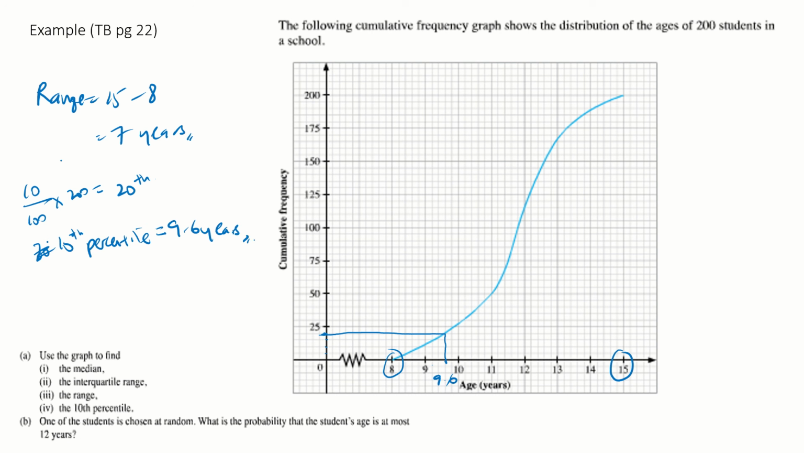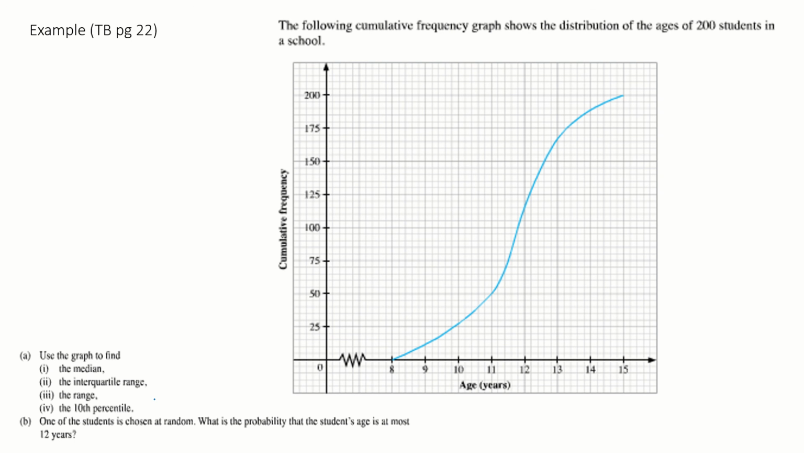Okay. So this is how you do the first part, part A. Lastly, one of the students is chosen at random. What is the probability that the student's age is at most 12 years old? That means it must be students from 8 years old, the youngest, up to 12 years old at most. So 12 is the cutoff here. We draw it, it should look perhaps here.